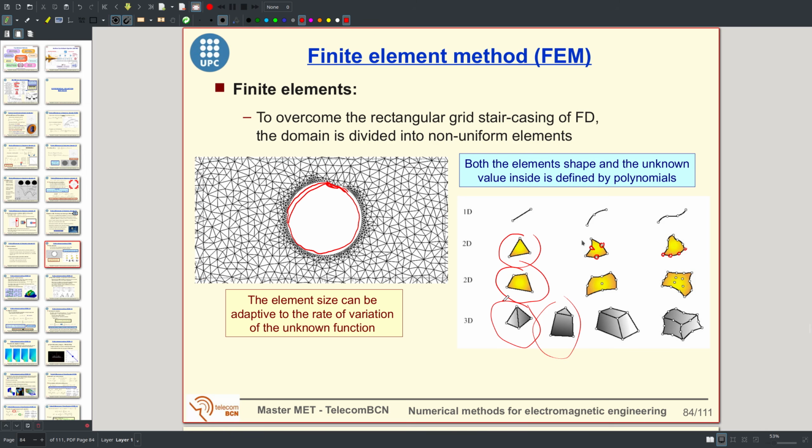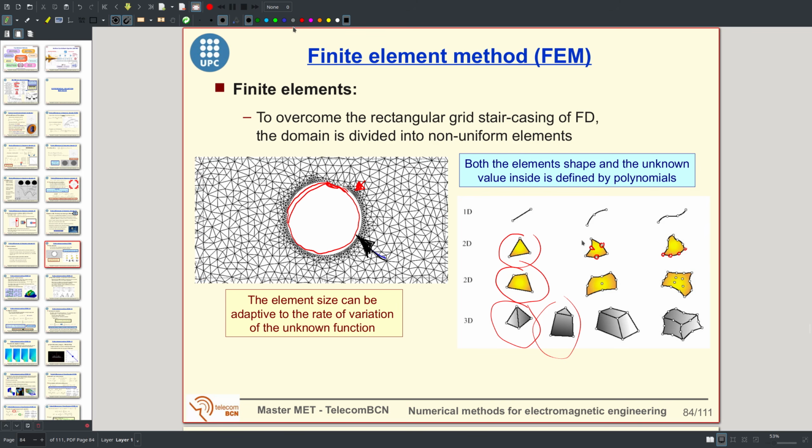So these elements can adapt very well to the geometry of the object, but also to the variation of the fields. Here is an example in which the field is stronger closer to the boundary of the object. Here maybe we'll change the color just in case it's more visible. Here the field is stronger when we are closer to the object surface, and for that reason the elements are smaller because the variation of the field is larger.